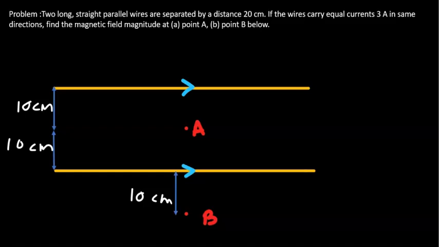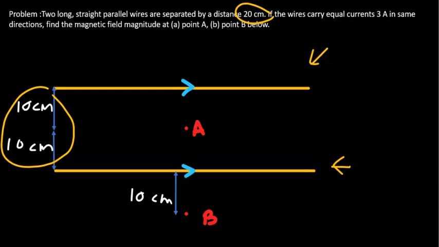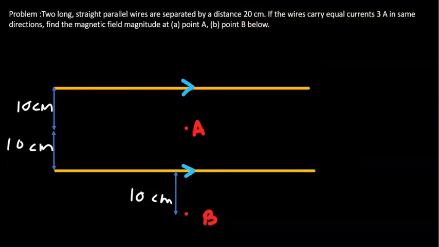Let's look at the following problem. Two long straight parallel wires are separated by a distance of 20 cm. So this is wire 1 and this is wire 2. They are very long and the separation distance is 20 centimeters. The wires carry equal currents of 3 ampere, in the same direction, parallel to each other.